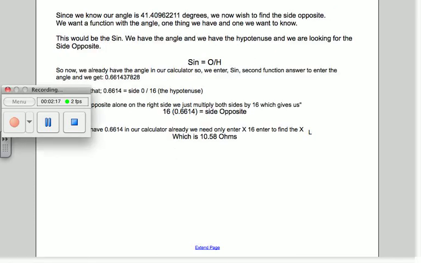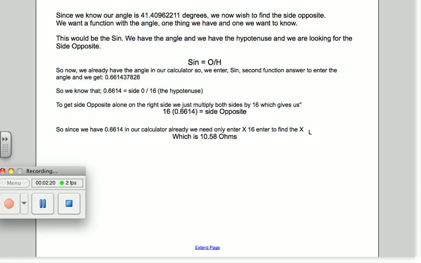Okay, so since we know our angle is 41.40962211 degrees, we now wish to find the side opposite, the X sub L as it were. We want to find a function that has the angle, one thing we know and one thing we want to know, and in this case that's the sine. We have sine, cosine, and tangent, but we know that the sine has the opposite and the hypotenuse, and we're looking for the opposite, and we have the hypotenuse. So we're going to put in the sine of this angle.